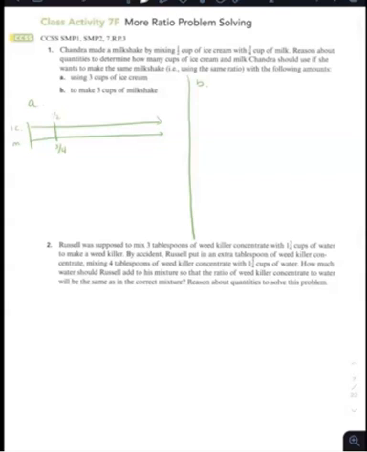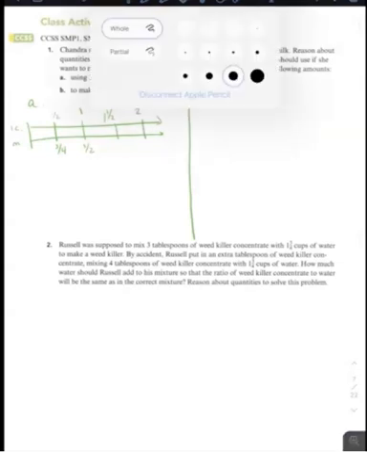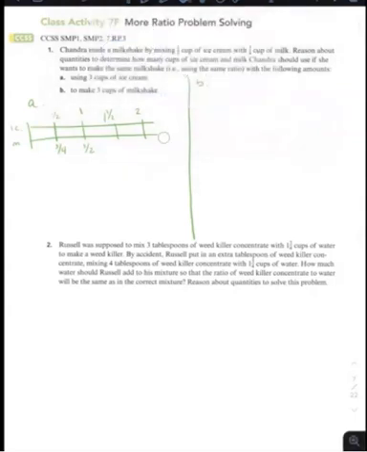Using 3 cups of ice cream, how much milk is she going to need? Let's see if we can figure that out. So using 3 cups of ice cream, so this would be 1 cup. That's 3 halves. This would be 1.5 cups. Right, this would be 2 cups, and then this would be 2.5, and this would be 3 cups.